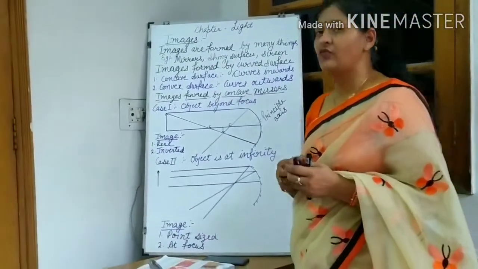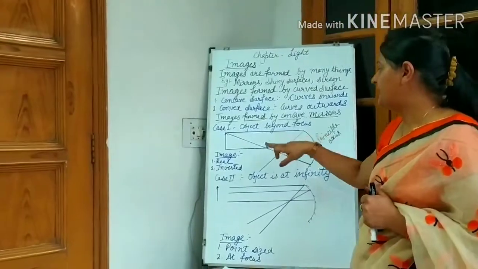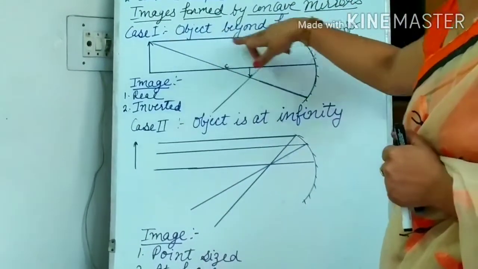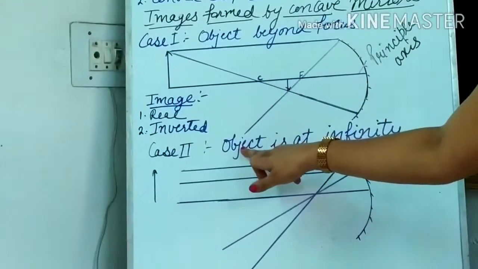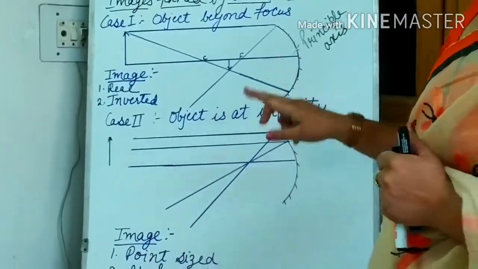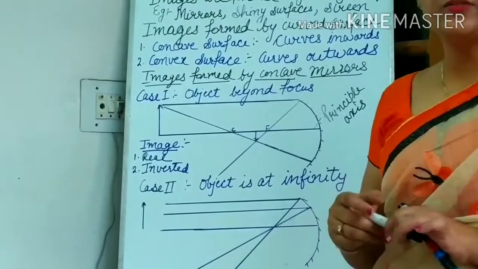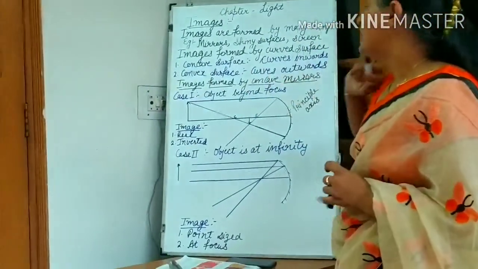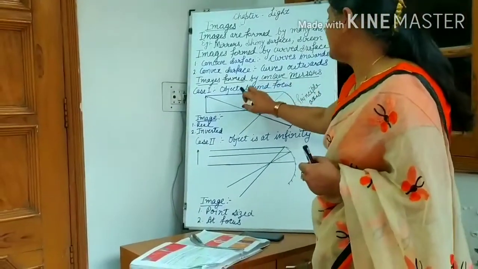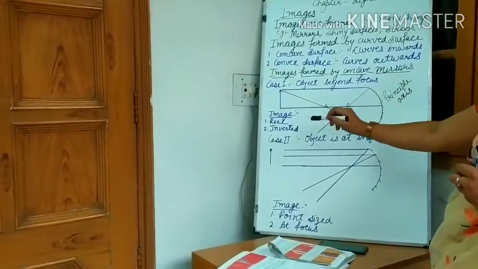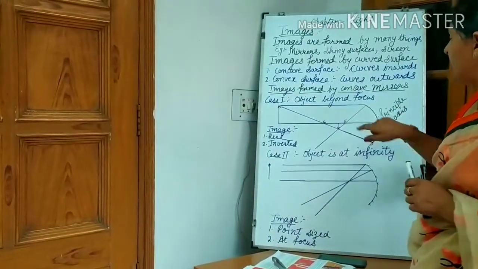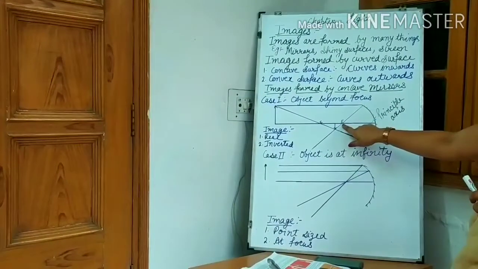Now one thing you have to remember is that if a light ray is coming parallel to the principal axis, then that light ray will pass through the focus of the mirror. Now let us take some cases. First of all, we will take case 1. Case 1 is when the object is beyond focus. Here I am taking this object. Now it is the focus of the concave mirror.